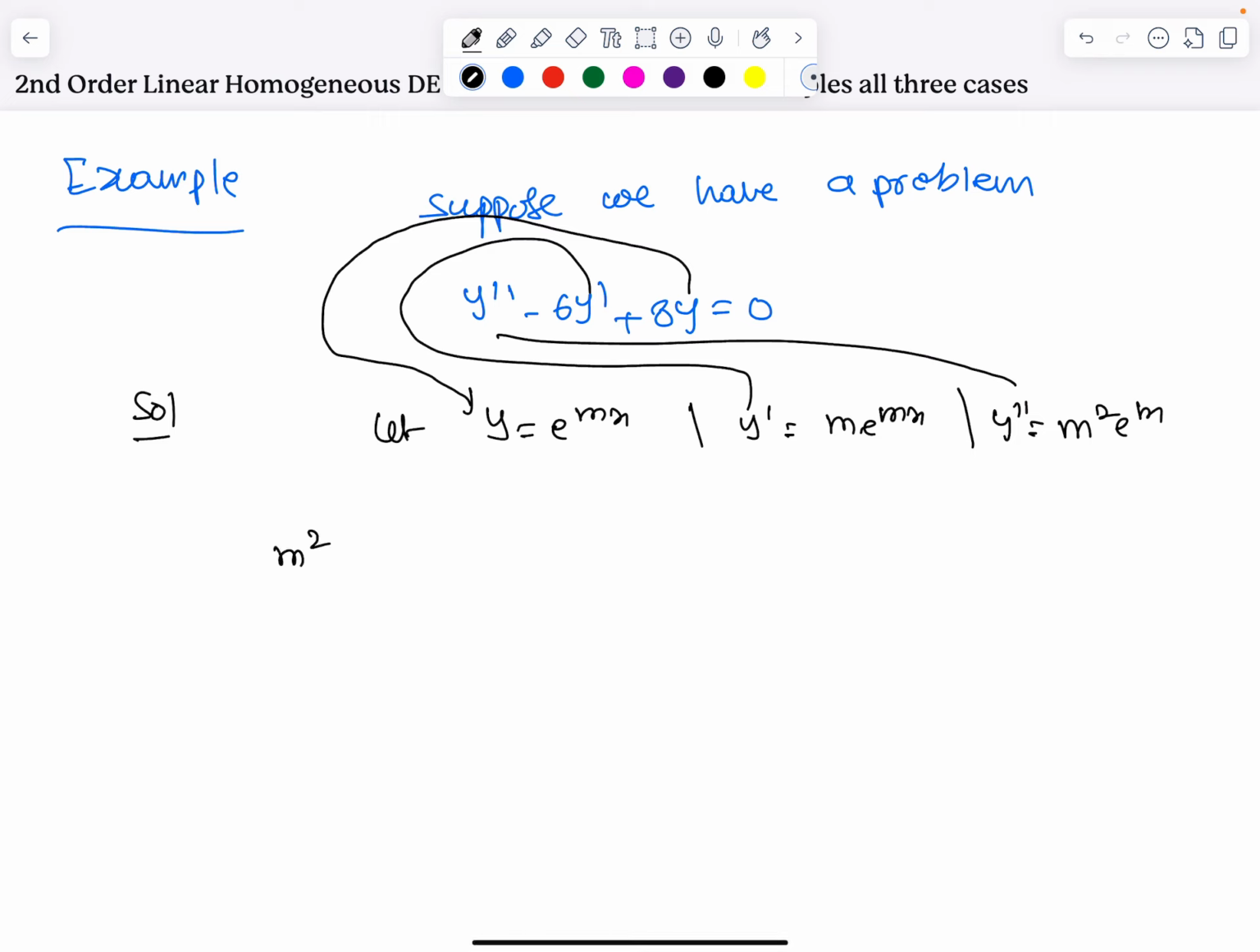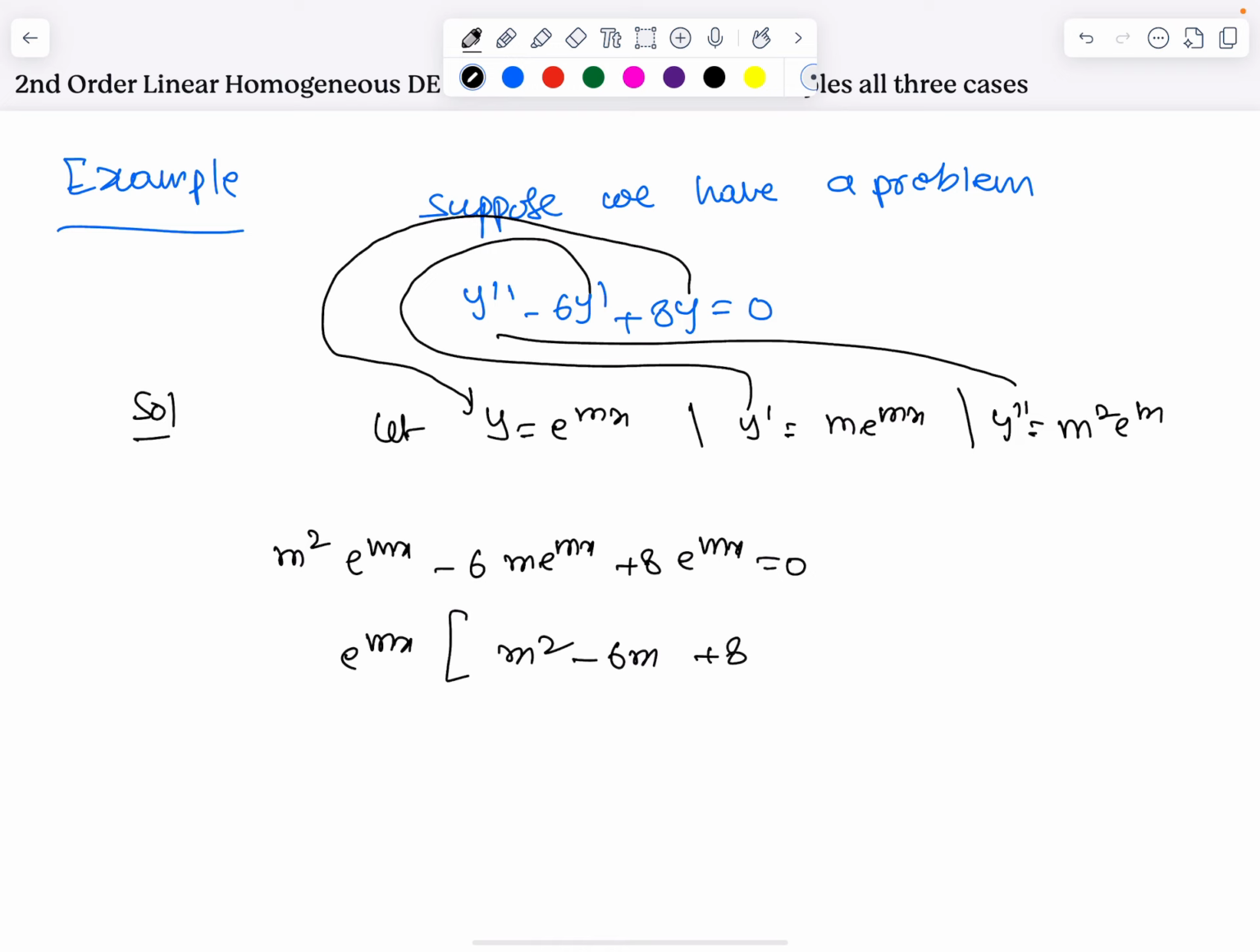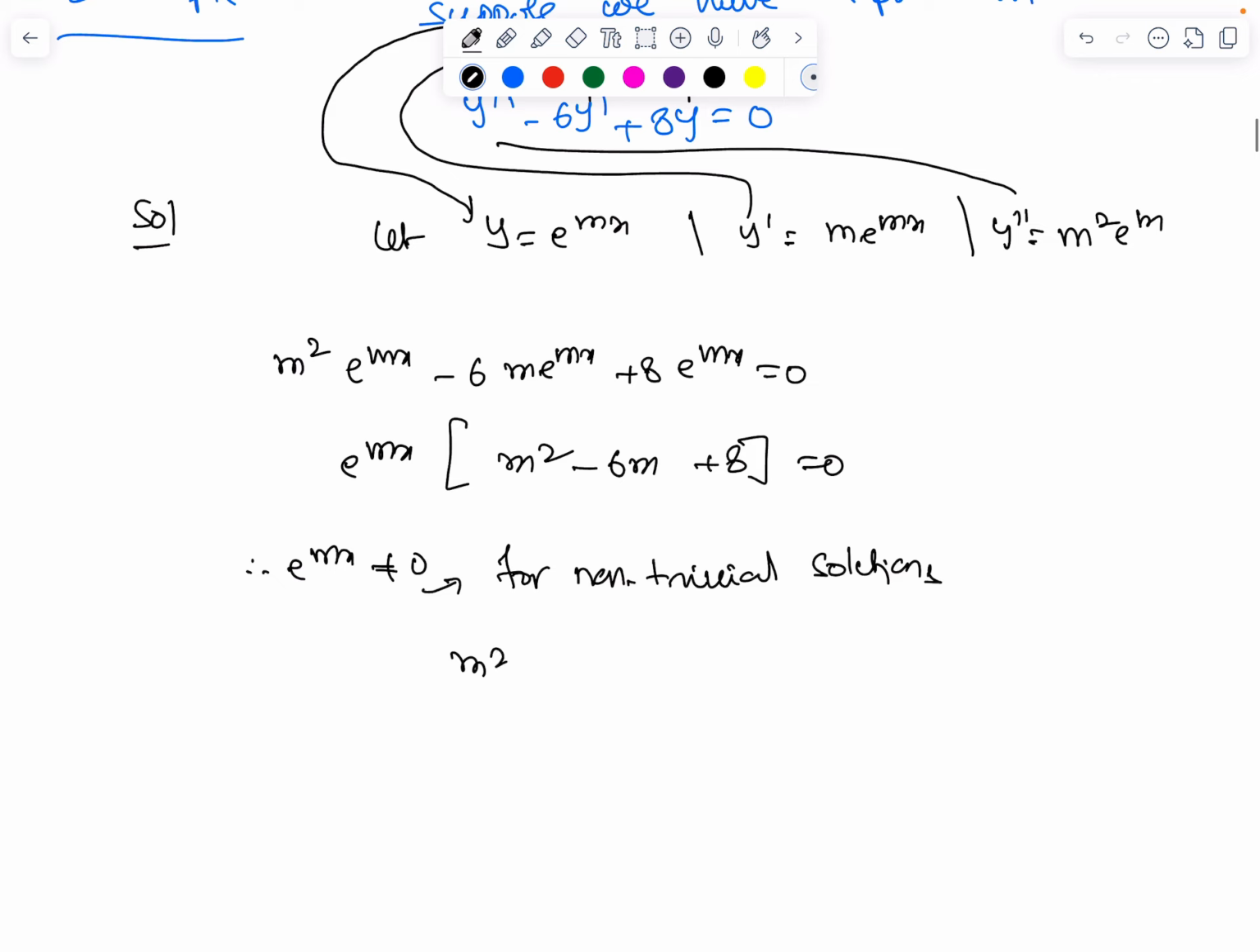After substitution, you will get m square e power mx minus 6 times m e power mx plus 8 e power mx is equal to 0. If you take e power mx common, m square minus 6m plus 8 is equal to 0. We know that e power mx cannot be 0, otherwise you get a trivial solution. So, to get a non-trivial solution, this must be non-zero. Hence, that implies m square minus 6m plus 8 is equal to 0.